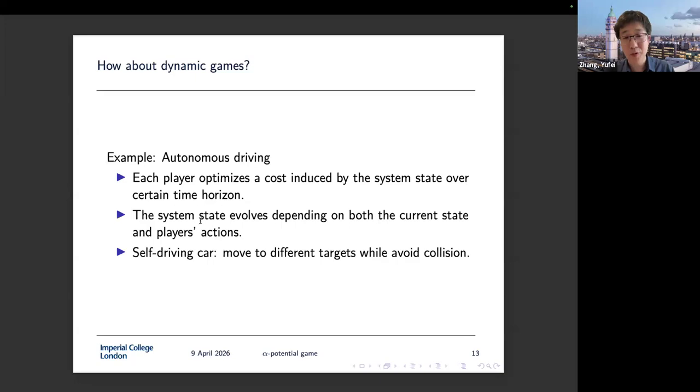In the particular example of self-driving cars, you can think of the system state as essentially the position of each car, and the control is that you are able to change the direction of each car. You want to reach your own objective, your own target, but at the same time avoid collision with other cars.